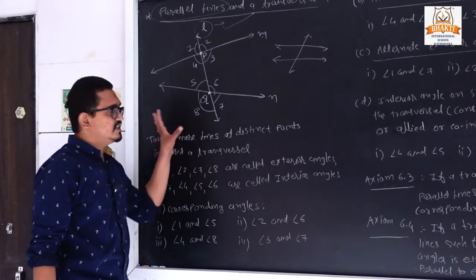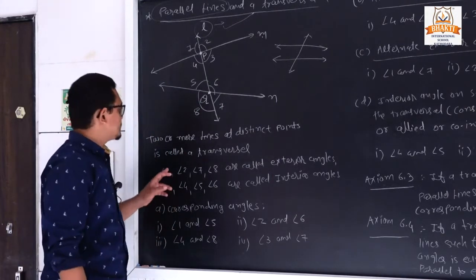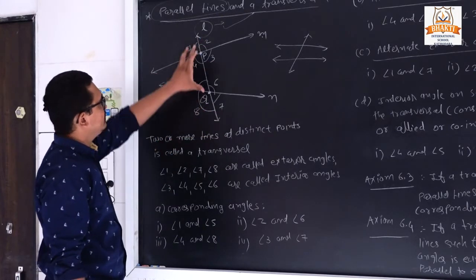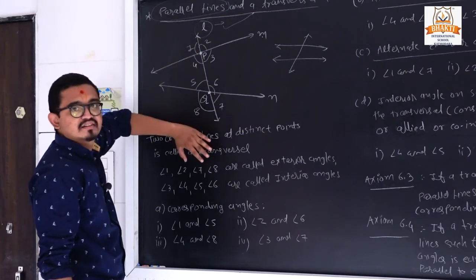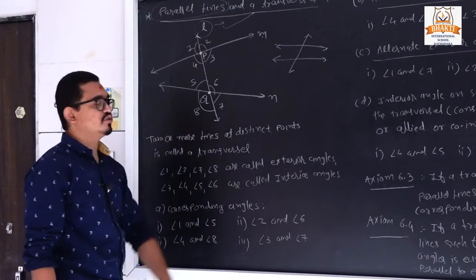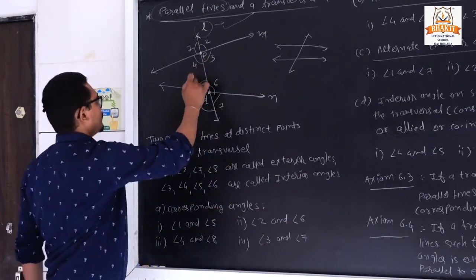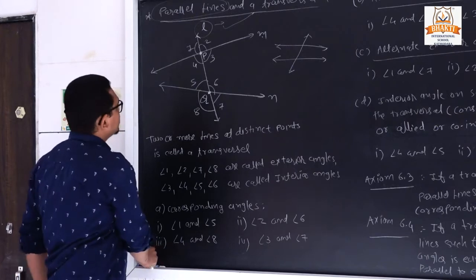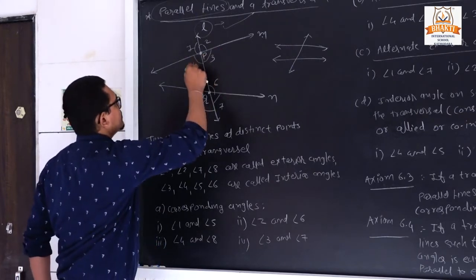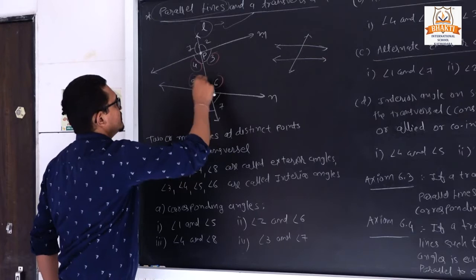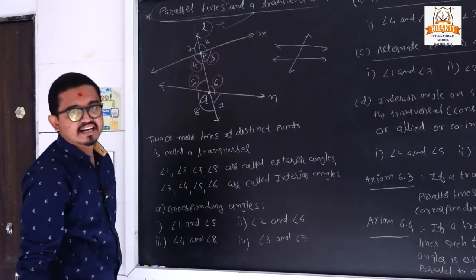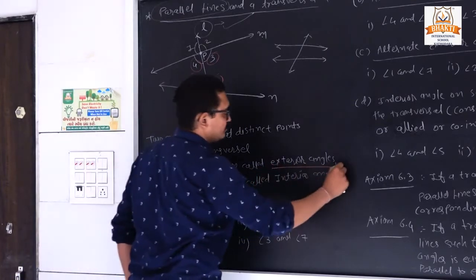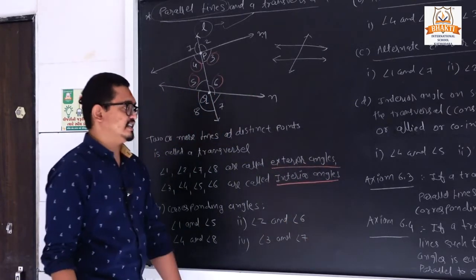From this figure you can see that these angles are called exterior angles because they are outside. So 1, 2, 7, 8 are exterior angles, and 3, 4, 5, 6, these 4 angles, are interior angles. Clear? So you are familiar with these two terms, exterior and interior angle.